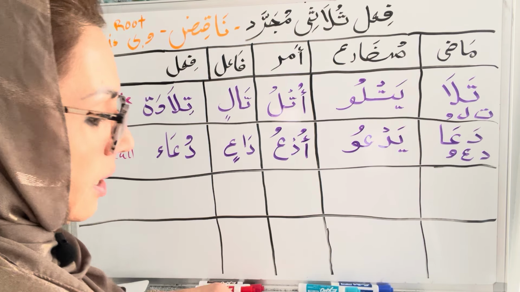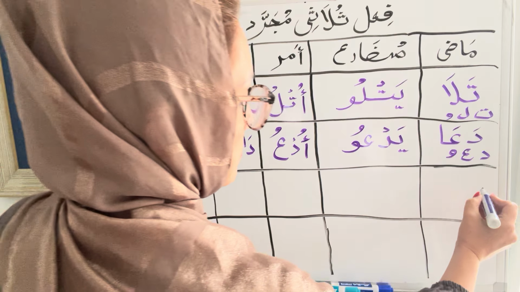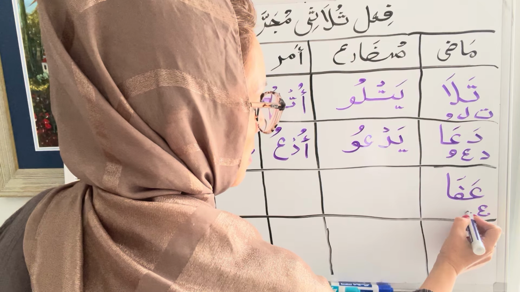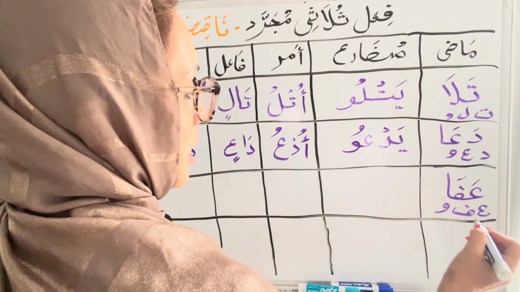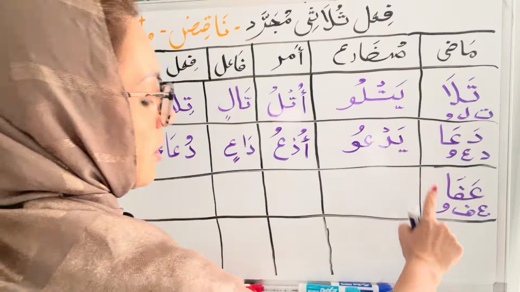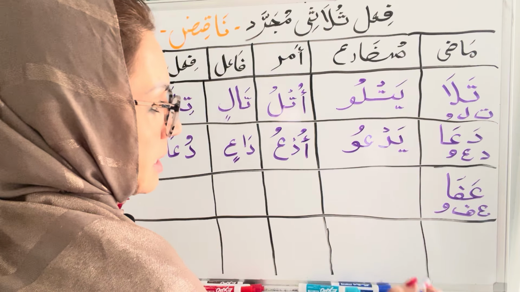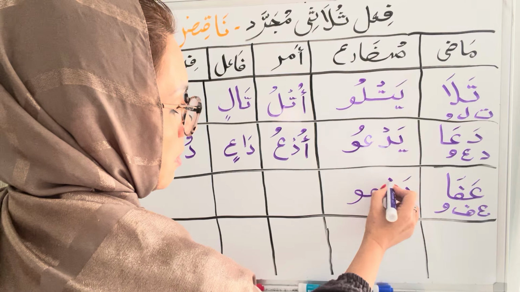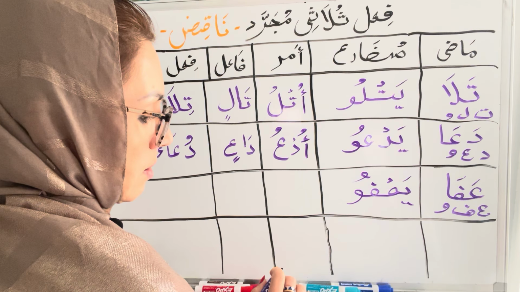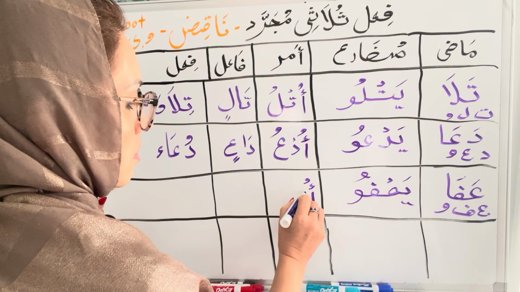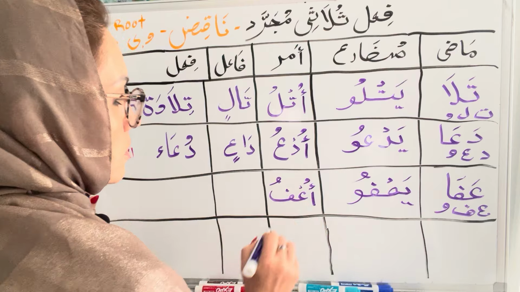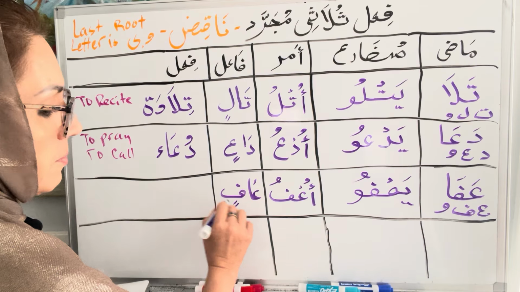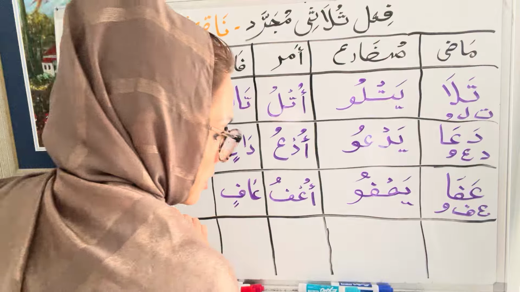Next verb we have is afa. And then again, ayn, fa and waw, sorry. Afa, ya'fu. Urfu. Afin. And then afu. Sorry, it's afwa.